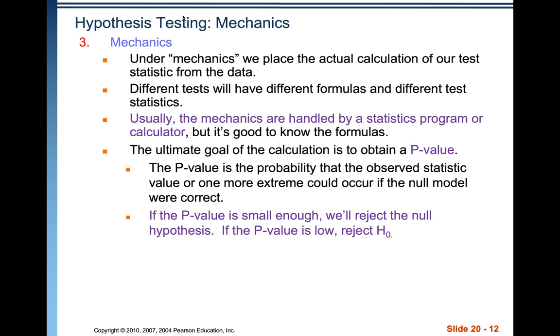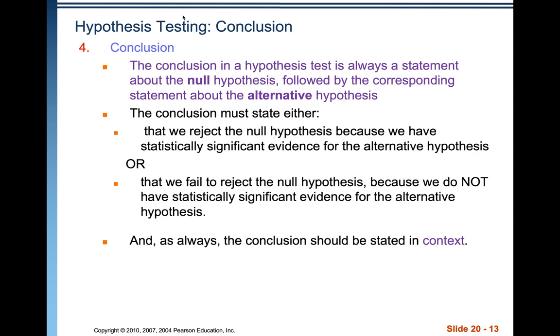We're going to find p-values for every hypothesis test we do, whether we're doing a test about means or a chi-square test. The p-value is the probability that the observed statistic value or one more extreme could occur if the null hypothesis, or the null model, were correct. If the p-value is small enough, we'll reject the null hypothesis. If the p-value is low, we reject the null hypothesis.